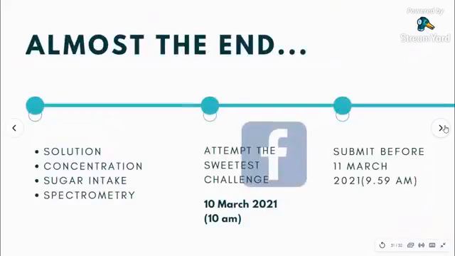So this is almost the end of today's session about concentration. We have covered solution, concentration, sugar intake, as well as mass spectrometry. Next, at 10 a.m. tomorrow, you may test out your knowledge in the quiz, The Sweetest Challenge. The details of the quiz will be posted on the Facebook page of Penang Science Cluster, and the quiz will only be open for 24 hours. So please submit the quiz before 11 March 2021, 10 a.m.